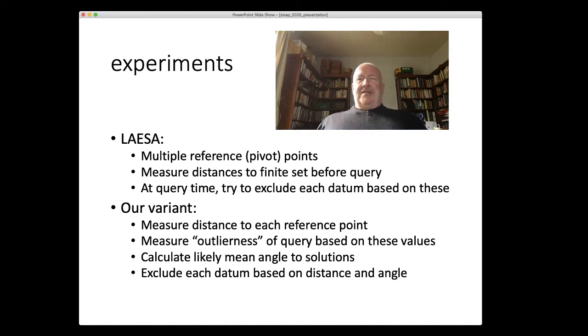Instead, we are essentially calculating the picture, including the angles. We're working out the angle theta and seeing if the angle theta is lying outside the most likely range for that angle to be, according to the probability density function of the angles. So we're measuring the outlierness from the distance to each reference point. We're trying to find the most likely angle for the center of these angles to be for the square solutions, and we're excluding based on some plus or minus tolerance around that angle.